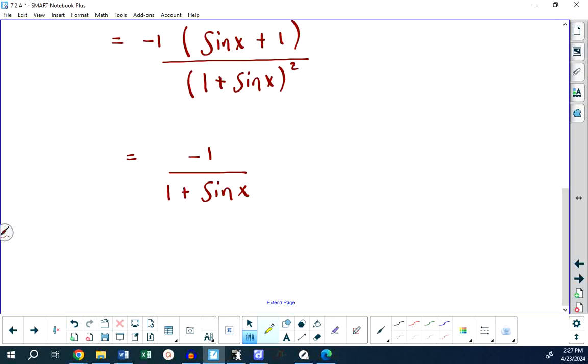So any questions with B? This is the derivative. I really should be writing dy dx here, but you don't have to.